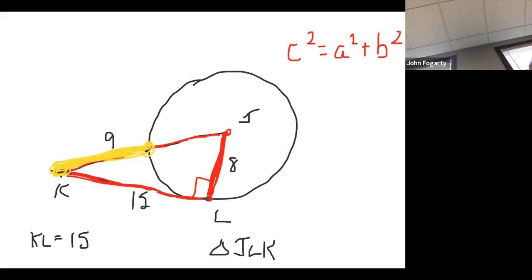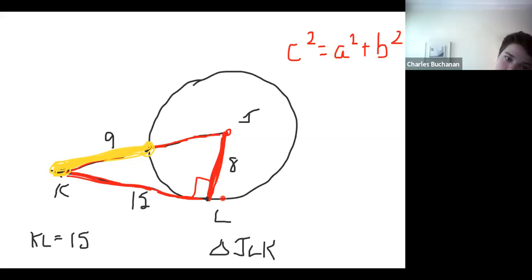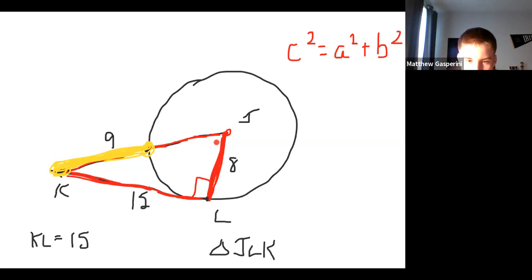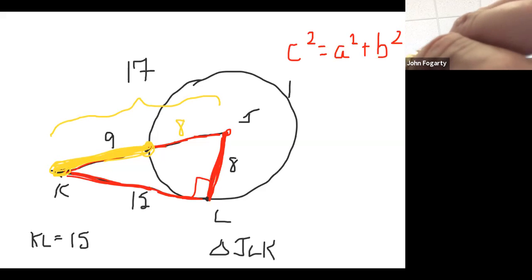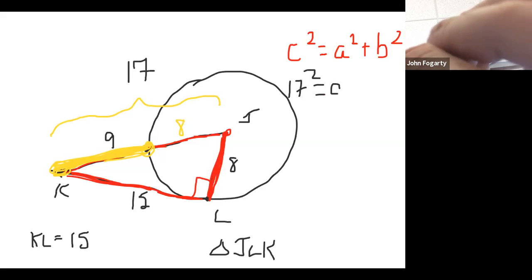Hey, fellas, what is this? What do you call the line segment from the center to a point on the circle? Radius. Oh, good. So what's this? Radius. Oh, what do you know about all radii? Same. Yeah. So how far is it from here to here? 17. 17, right?